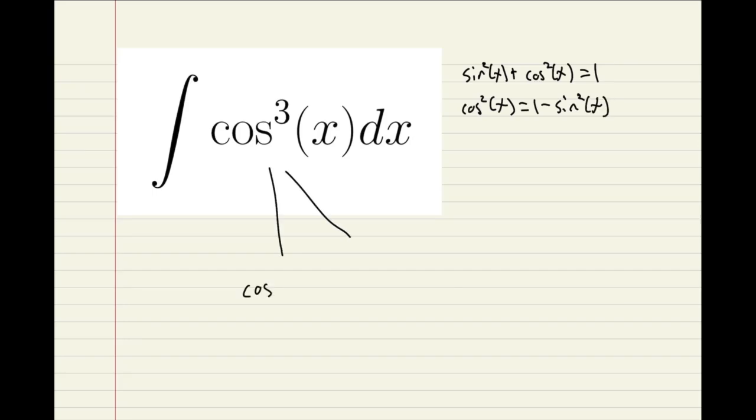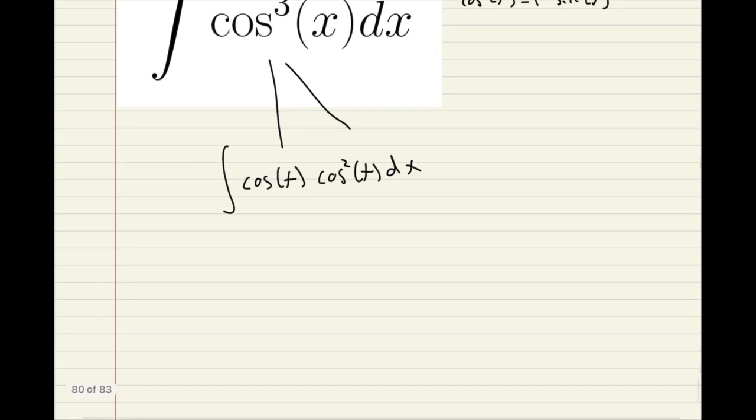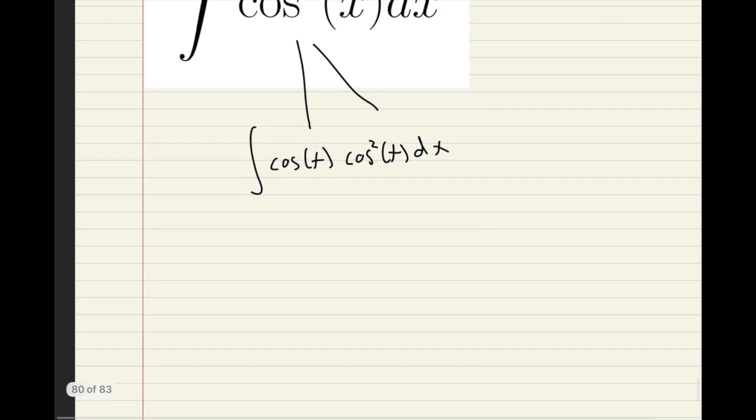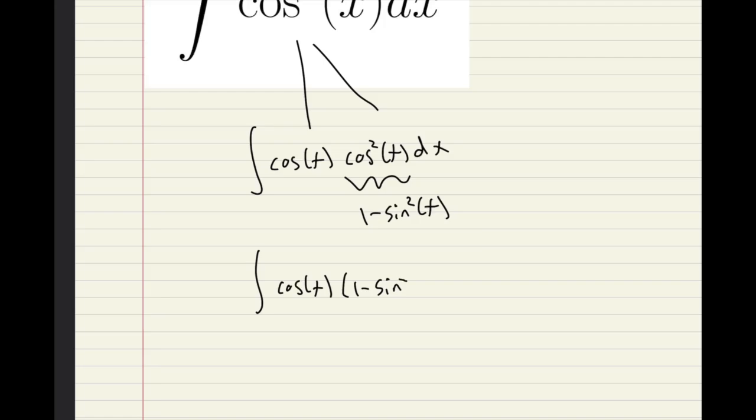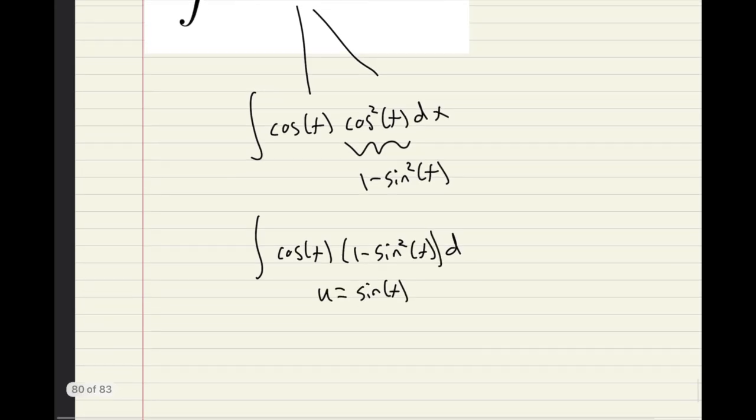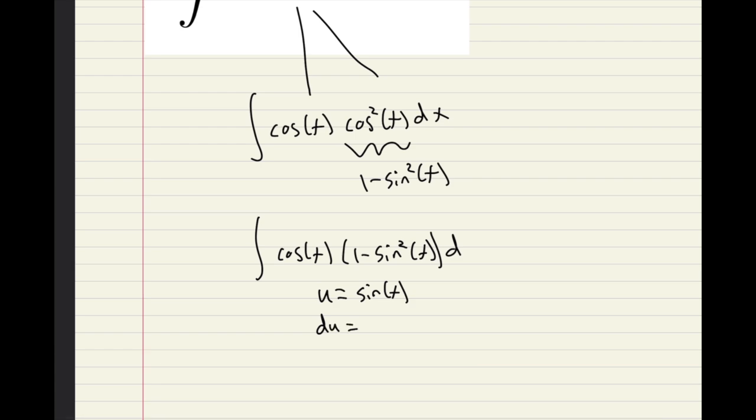This is equivalent to writing cosine of x multiplied by cosine squared of x dx. And so with that, we can write this bit over here, cosine squared of x, as 1 minus sine squared of x. And we have the integral of cosine of x multiplied by 1 minus sine squared of x dx. And let's make u equal to sine of x. And then du becomes cosine of x dx.